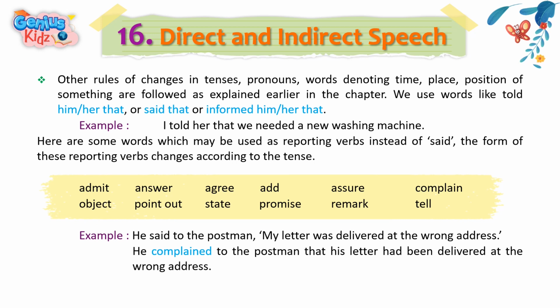Other rules of changes in tenses, pronouns, words denoting time, place, position of something are followed as explained earlier in the chapter. We use words like told him or her that, or said that, or informed him or her that. Example: I told her that we needed a new washing machine. Here are some words which may be used as reporting verbs instead of said. The form of these reporting verbs changes according to the tense.